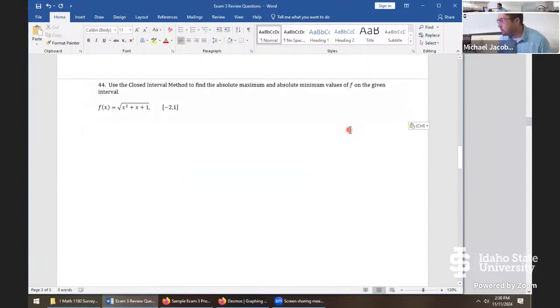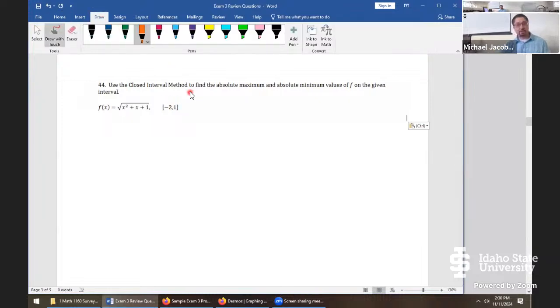So it says use the closed interval method to find the absolute maximum, absolute minimum on the given interval. So -2, 1, that closed interval is the given interval they're referring to. And this really is just a sequence of steps.